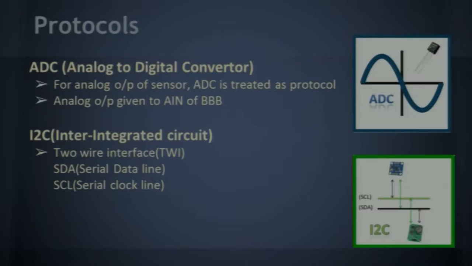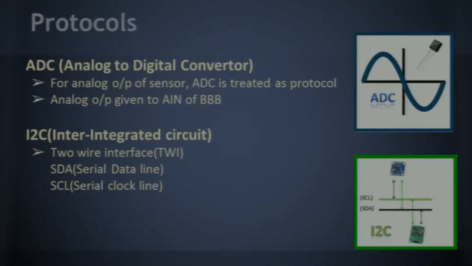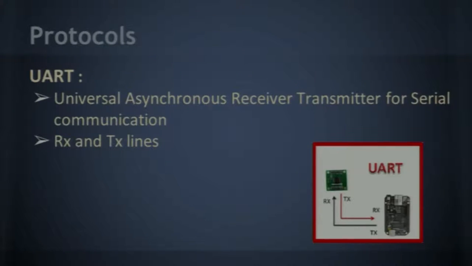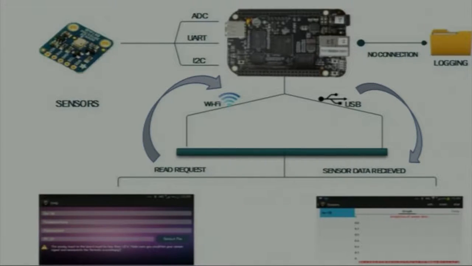Now let's take a brief look at the protocols that we are interfacing, supported by the BeagleBone. ADC: in our project we term ADC as a protocol. The analog output from the sensor is given to the onboard ADC and further processed. I2C, inter-integrated circuit, is a two-wire interface consisting of serial data line and the serial clock line. With every pulse in the clock line, there is a transmission of the data, that is synchronous transmission. And another one is UART, universal asynchronous receiver and transmitter, consisting of RX, that is receiver, and TX, transmission line, for the asynchronous transmission. Now let's take a look at the workflow.